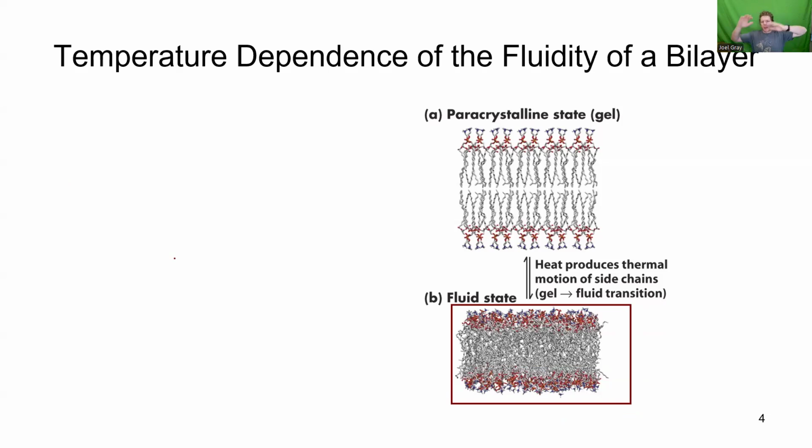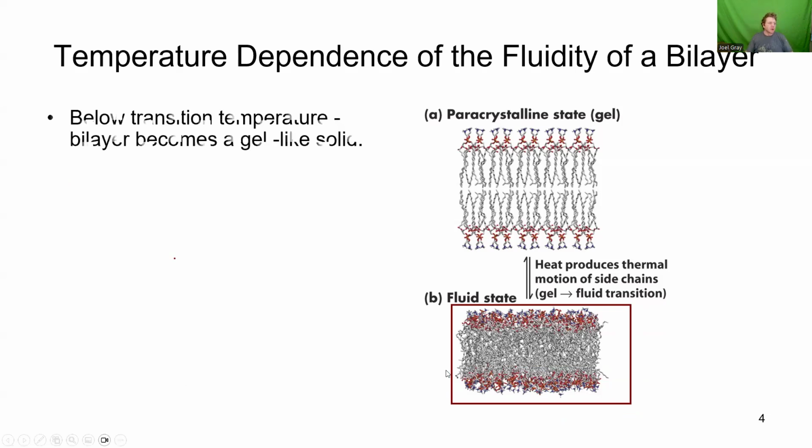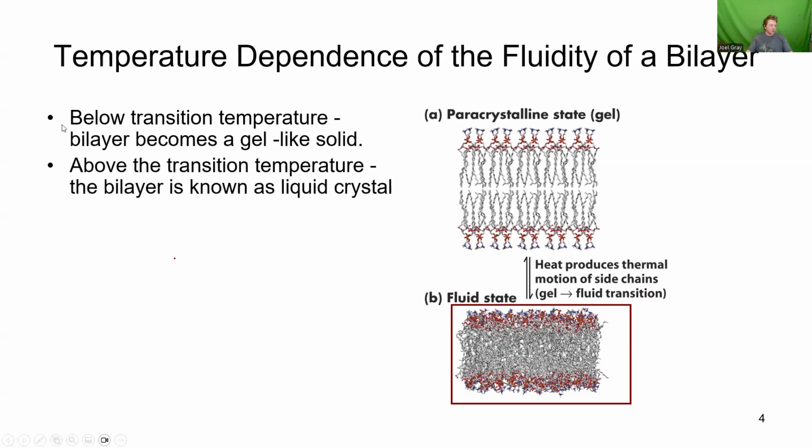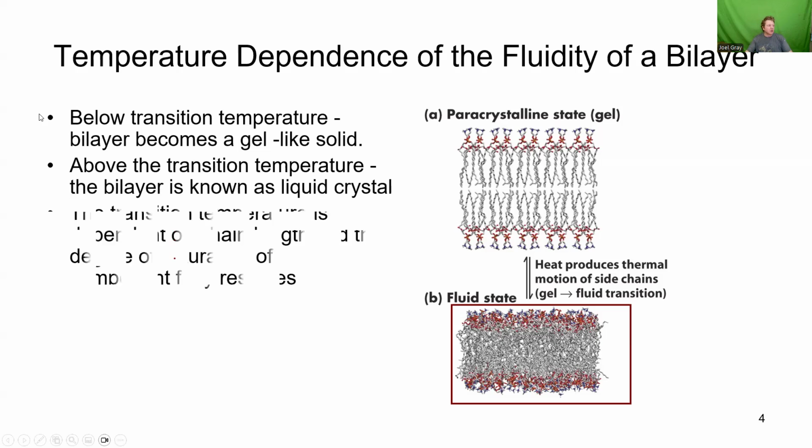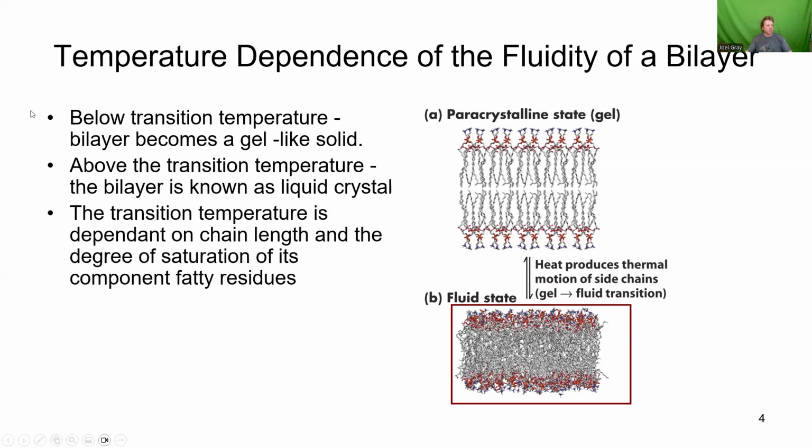However, at a lower temperature, you have this paracrystalline state. It's a gel-like state, in which case it's a little bit easier to decipher the different components of the leaflets and everything like that. Now, we have a transition temperature where a lipid is going to go from a bilayer to a gel-like solid. Above the transition temperature it would be in its liquid crystal or fluid state, whereas below that it's going to be in the paracrystalline state.